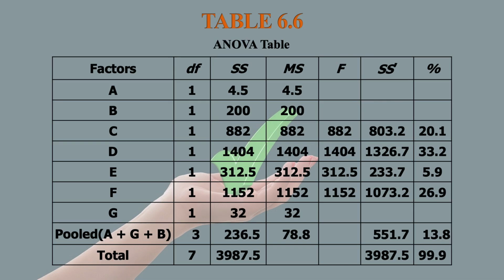So, this is the ANOVA table. Here you can find the degrees of freedom, sum of squares, mean squares, then F value, SS dash value and then percentage. The pooled A plus G plus B at degree of freedom 3 gives the sum of squares 236.5 and the mean square equal to 78.8, and it gives the percentage of 13.8. So, this is the importance of Taguchi's signal to noise ratio and design function.